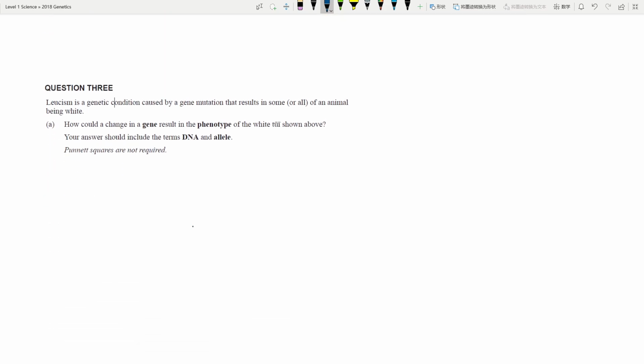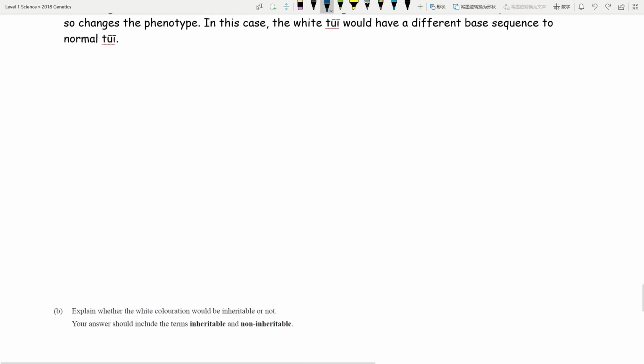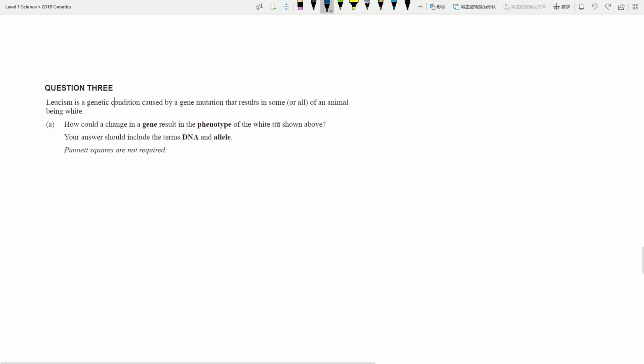Let's move on to question 3. It's a very wordy examination. I do feel sorry for you guys. If you did the 2018 exam, I don't think there were any family tree, pedigree chart questions. Those are my favorite.